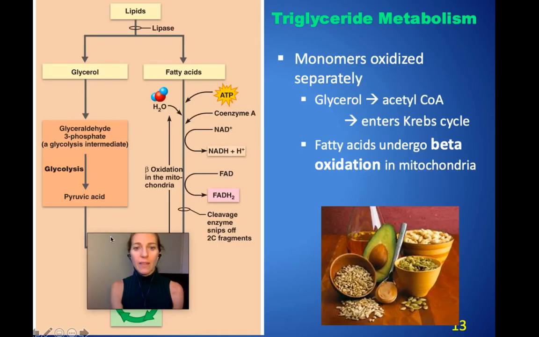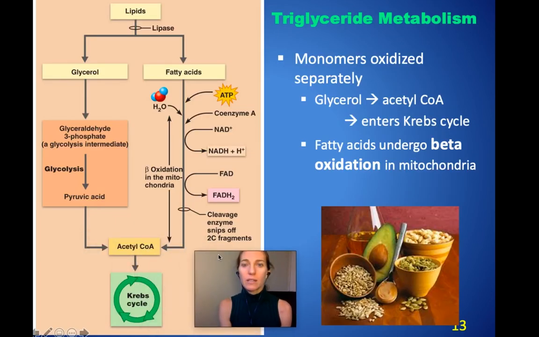So one thing that's a little different about triglyceride metabolism is the monomers are oxidized separately. Oxidized, if you think back to previous classes, so Leo goes Ger, right? So lose an electron, oxidized. So catabolic processes, right? We're breaking down, we are releasing electrons. Those are oxidative processes. So you can translate this in your head to say that monomers are broken down separately.